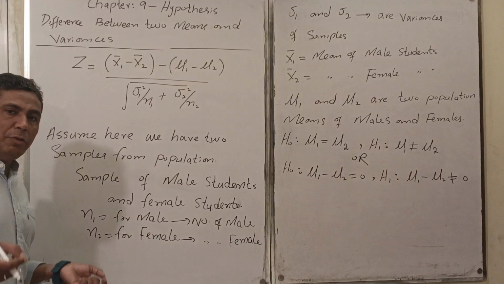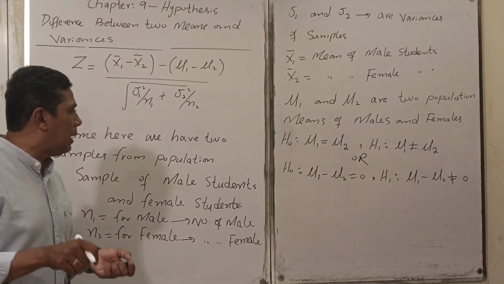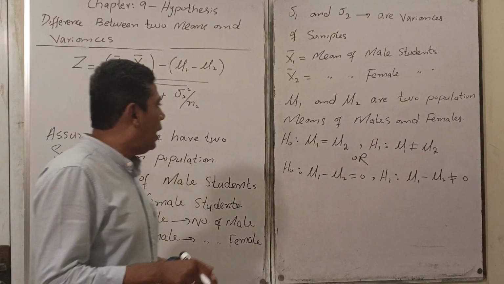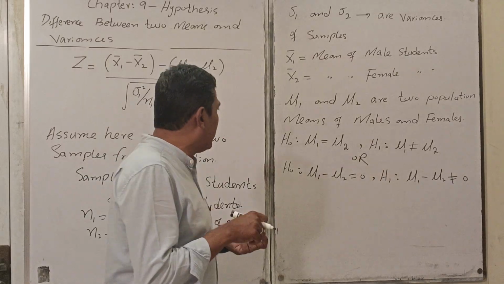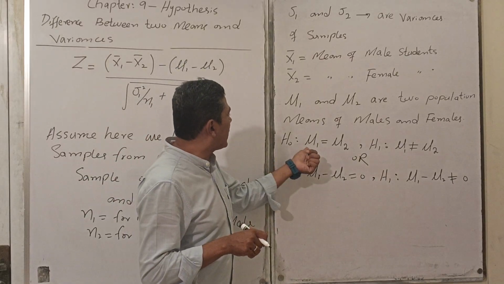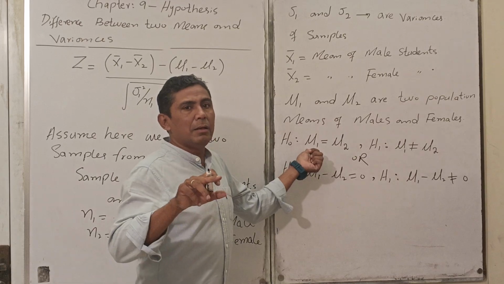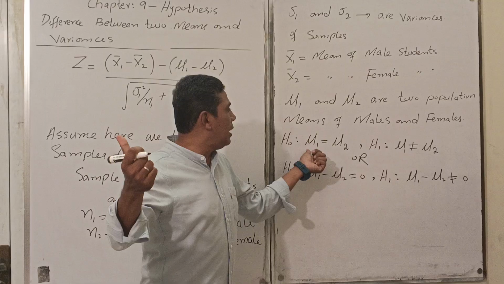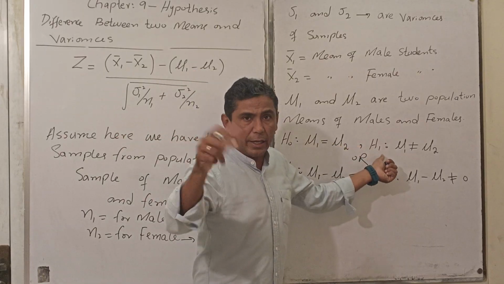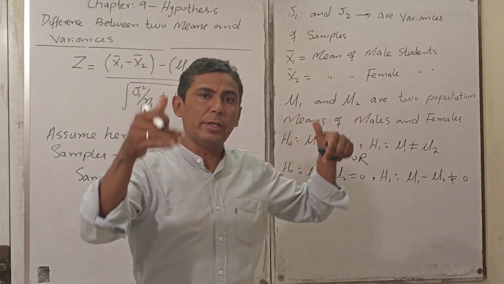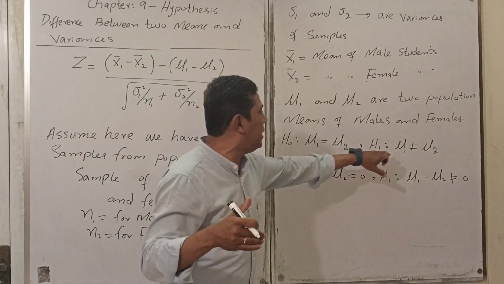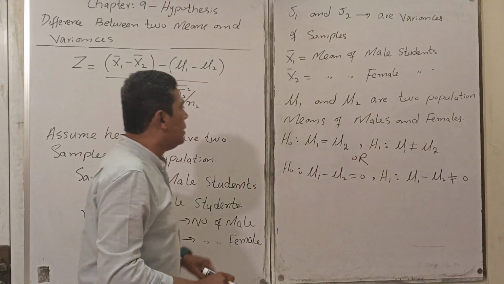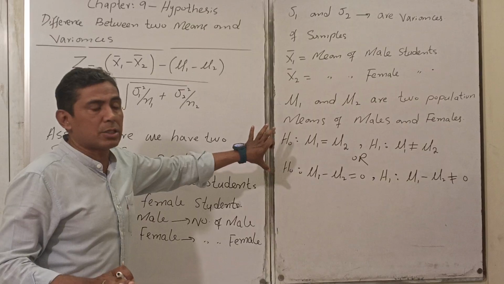So what our requirement is here, is that we have to reject H naught, again as in our previous practice. Similarly we have to accept H1. We have to reject H naught and we have to accept H1. Okay, so this is the two tail test.